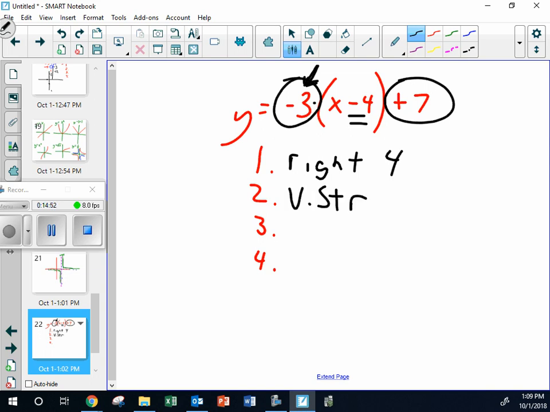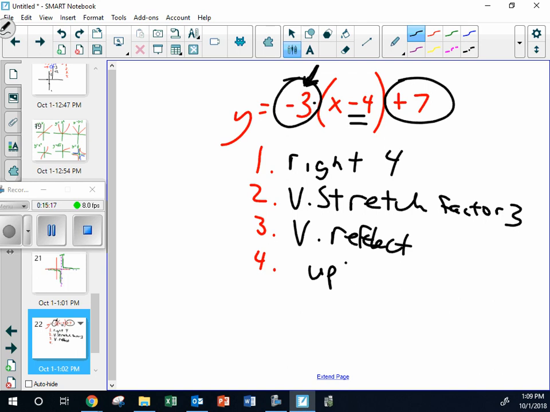I say to stretch before you flip, or a vertical reflect, because those are the next two things. But one thing wasn't clear enough. Vertical reflect, there's only one way to do that. But how about vertical stretch? What do I have to say about that? Factor what? Factor 3. All right, and then the only thing left is the 7, which is what? Up 7.